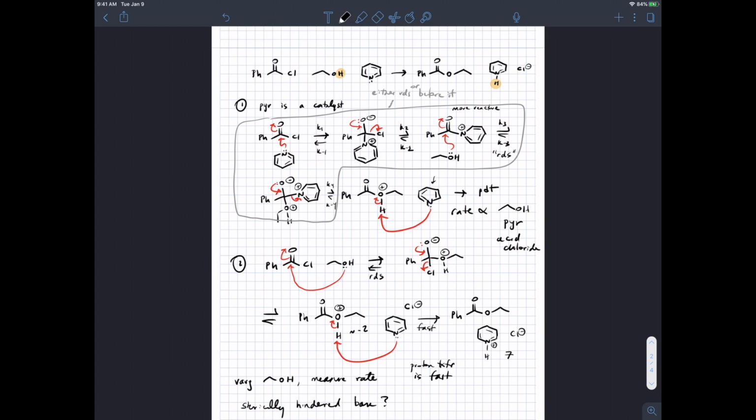How about on the bottom? What should appear in the rate law? Just your acid chloride and your alcohol. So one really easy way to test between these two scenarios is to just vary the pyridine concentration and see what it does. You might observe no change. If you observe no change, maybe it's option 2. You might observe a linear dependence, or it might be more complicated, and then you could go in and tease out some of the kinetic details.